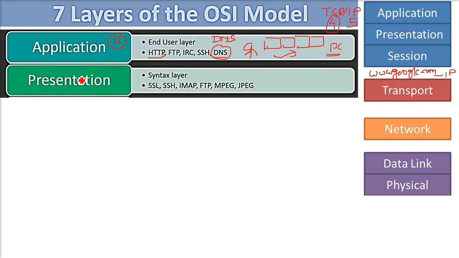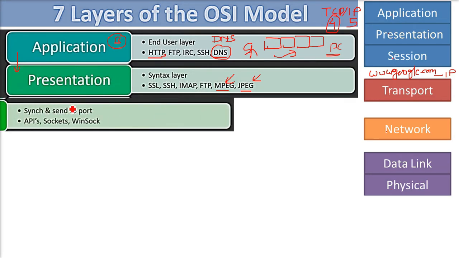Then you have started the work. Now bits and bytes are being sent to the presentation layer. Now this is a syntax layer. You might have heard about SSL, SSH, IMAP, FTP. MPEG and JPEG are the most widely used video and picture formats. So how the data will look, this is the presentation layer.